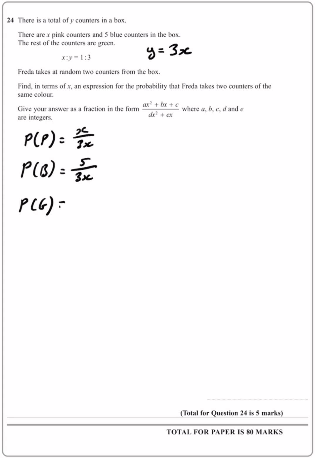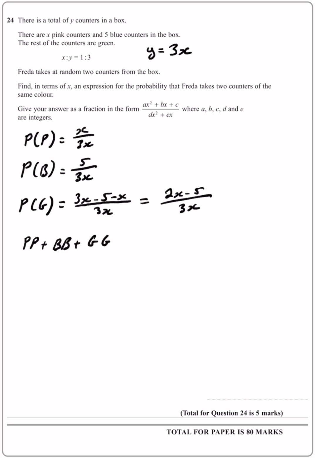The probability of picking a blue counter on the first pick is going to be 5 out of 3x. And the probability of picking a green counter is going to be whatever's left. So if we've got 3x counters in the bag, we take out the 5 blue ones and the x pink ones. The remainder are green, so 3x minus 5 minus x green counters out of the 3x. I'm just going to tidy that up quickly: 2x minus 5 over 3x.